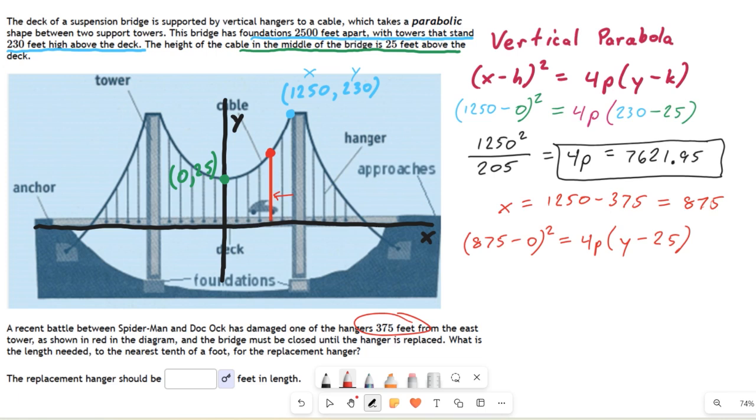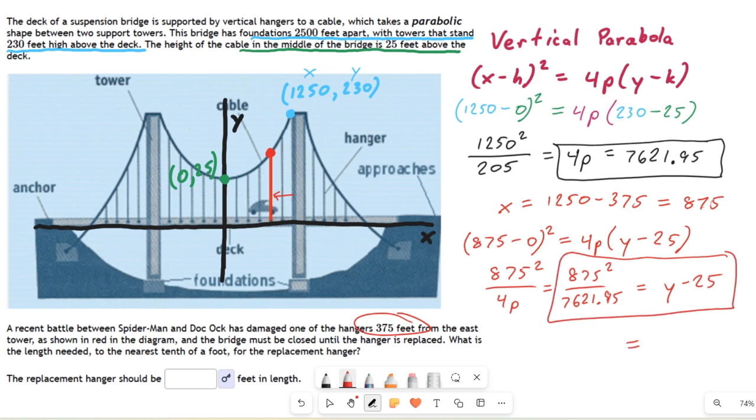So now you plug all these numbers in, and this is basically going to turn out to be 875 squared divided by 4p, or in other words, 875 squared divided by 7,621.95. Notice I never needed to figure out what p was. And that's going to equal y minus 25. Okay, now if you take this thing and you calculate what y is, that should be a pretty quick step here. I get 125.5 feet as my answer for the length of that hanger.